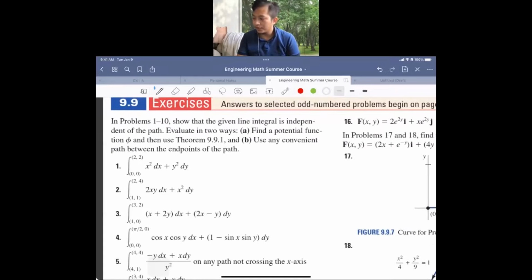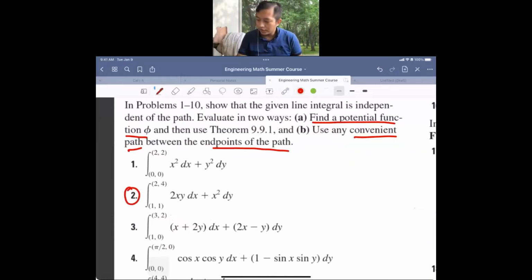First, number 2, the question: find a potential function phi and use this theorem, and then use any convenient path between the endpoints. So we need to create our own path. Looking at number 2, this is our initial point and this is our terminal point. But for that we need to find the potential function. How do we find the potential function?